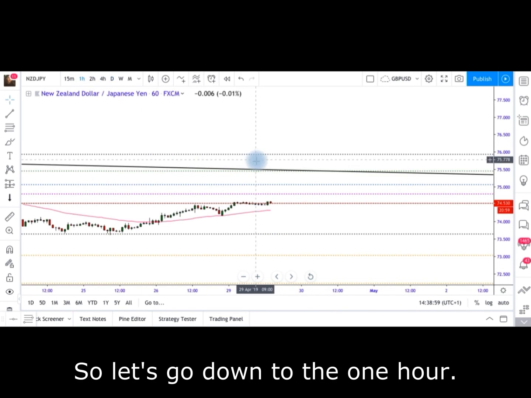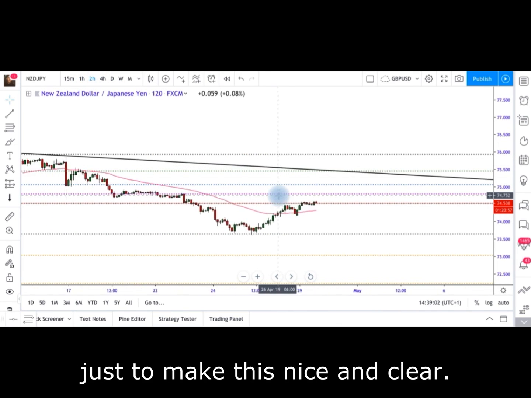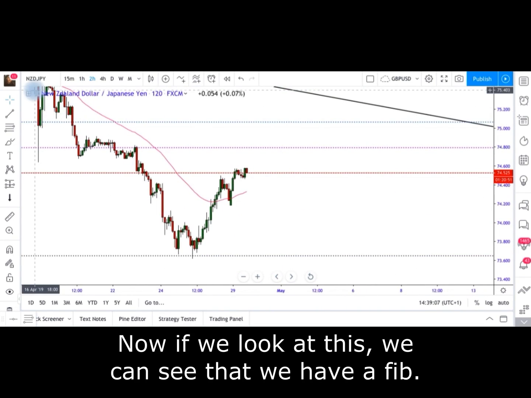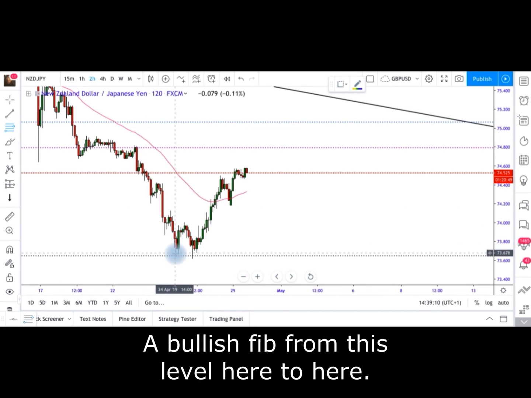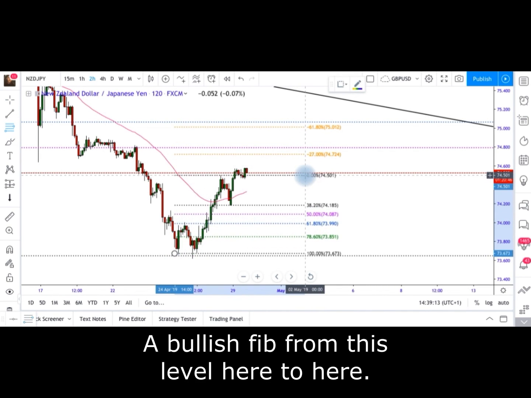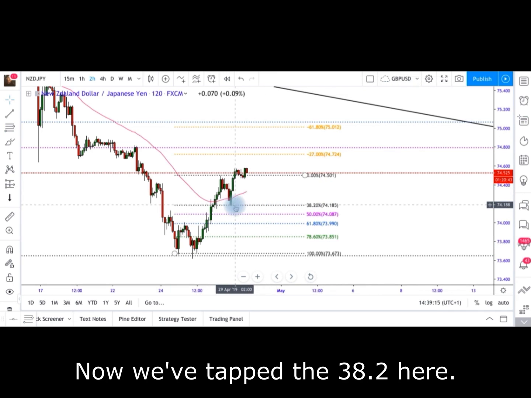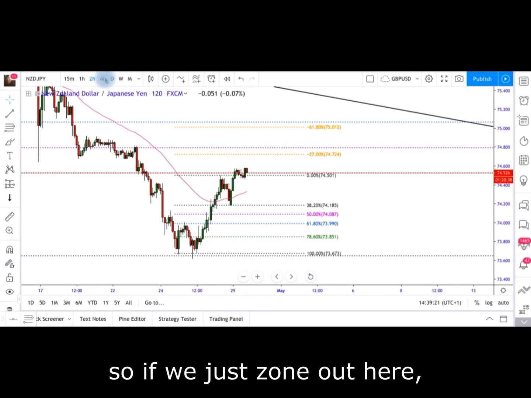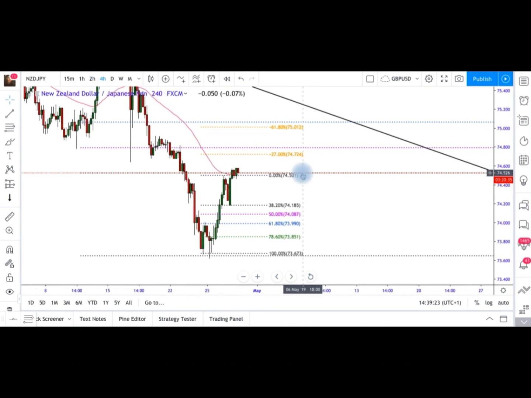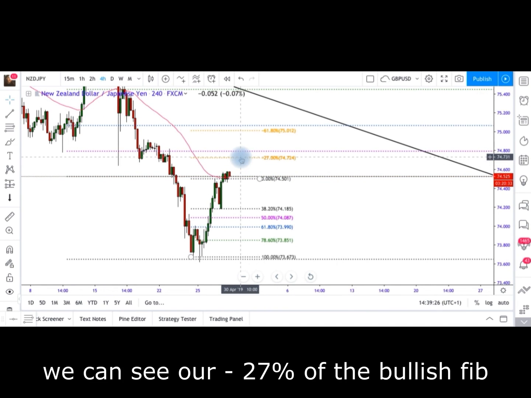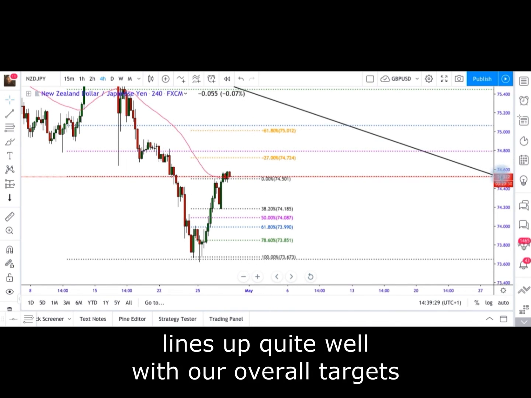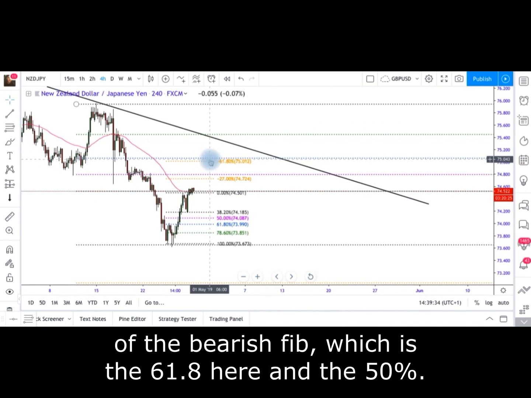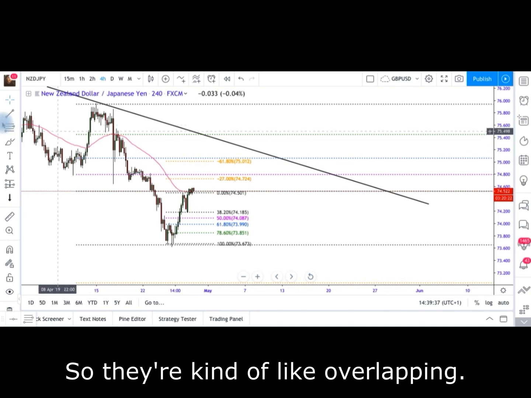Now, if we zone down, we can actually use a bullish fib on this to find the overall bearish target. So let's go down to the 1 hour. In fact, let's go to the 2 hour just to make this nice and clear. Now, if we look at this, we can see that we have a bullish fib from this level here to here. Now we've tapped the 38.2 here. And now we can see that really our minus 27%, so if we just zone out here, we can see our minus 27% of the bullish fib and the minus 618 of the bullish fib lines up quite well with our overall targets of the bearish fib, which is the 61.8 here and the 50%. So they're kind of like overlapping.